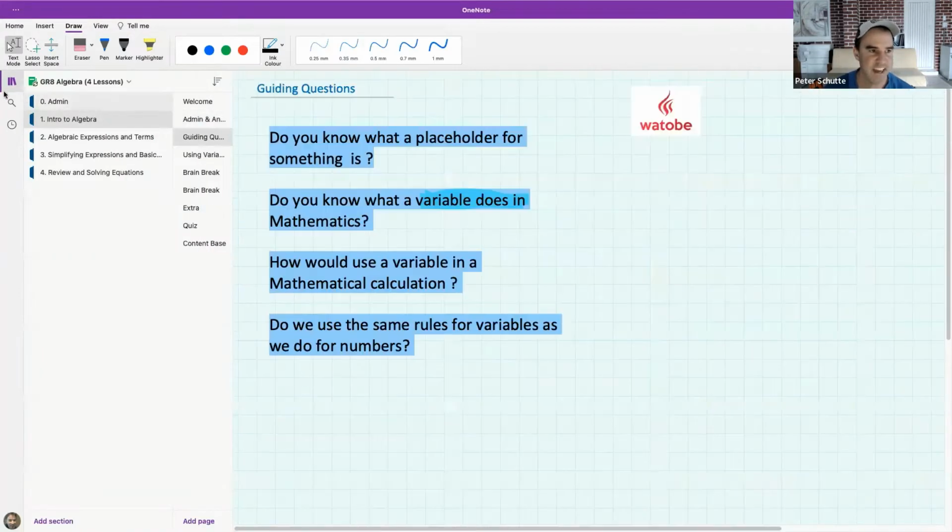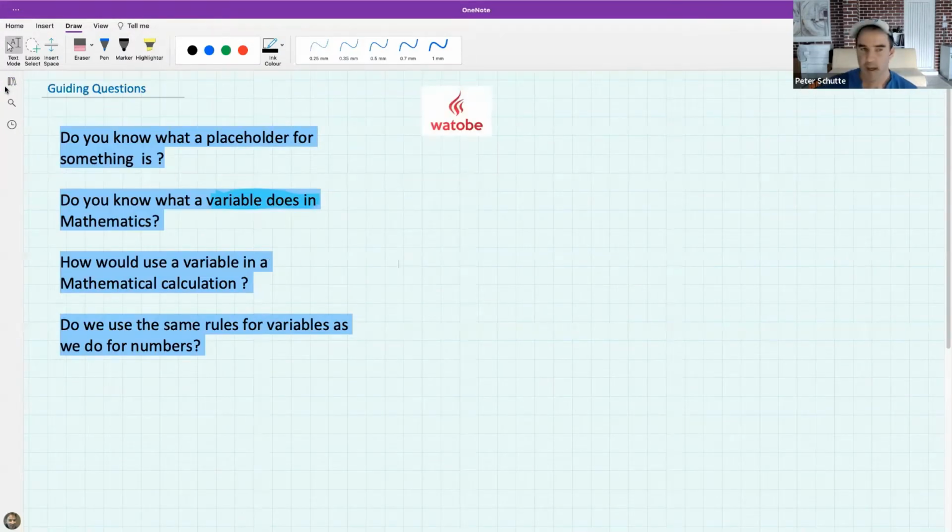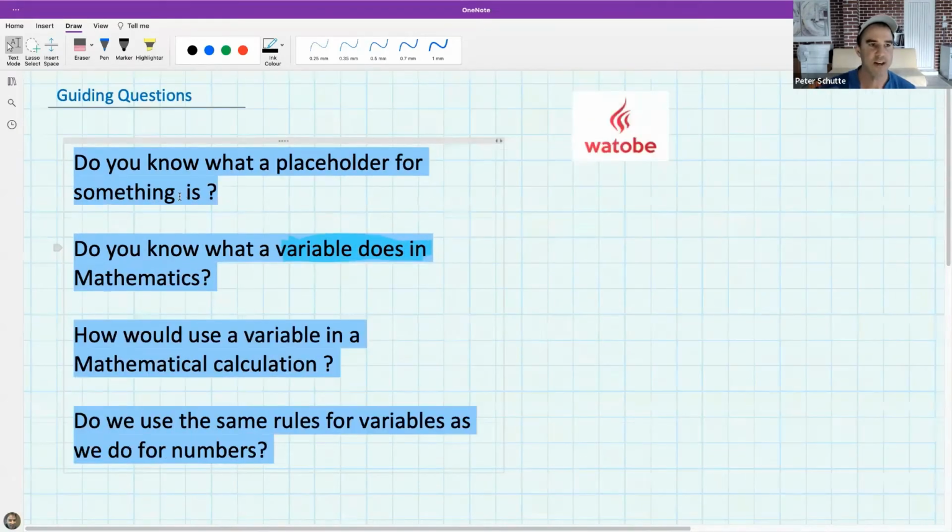So today, as we begin our lesson, I want to say what I call guiding questions. Guiding questions help us know where we're going. They're almost like directions. So I'm going to read them for you. To understand today's lesson, we're going to think about things like this.